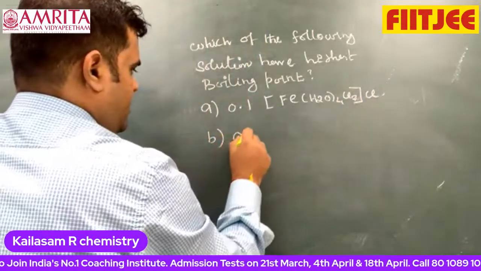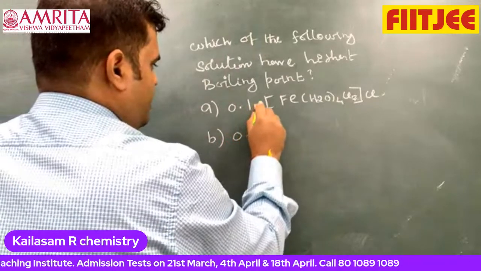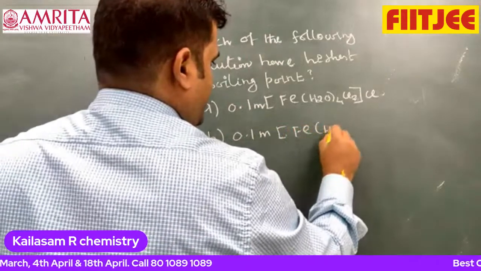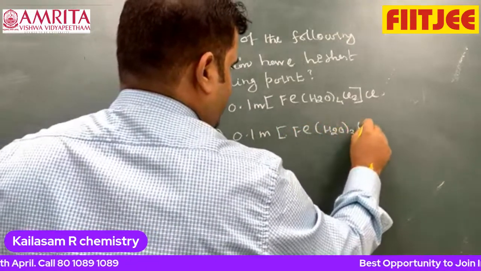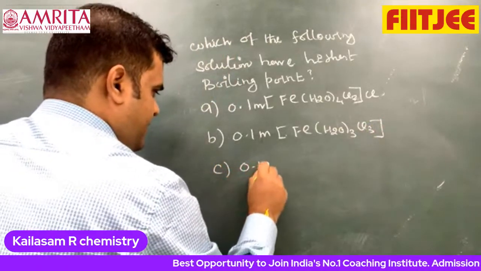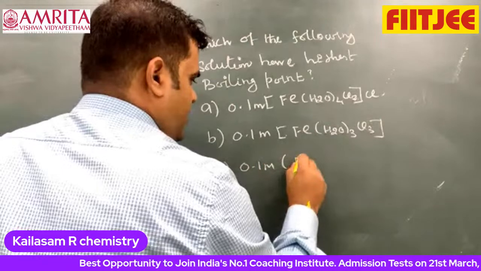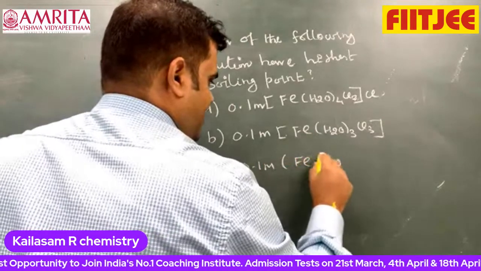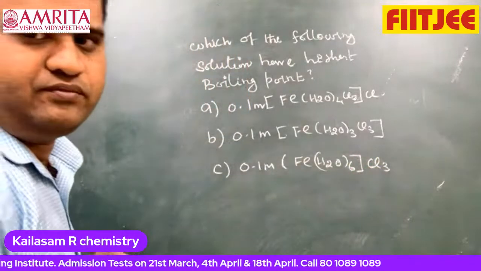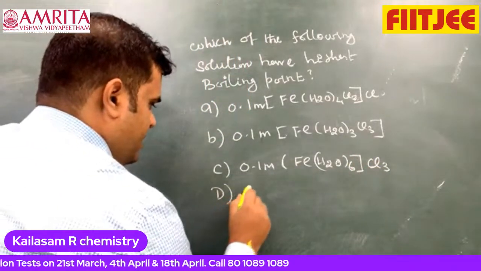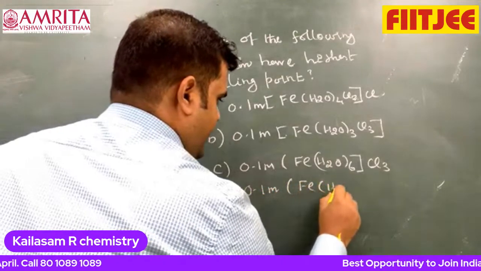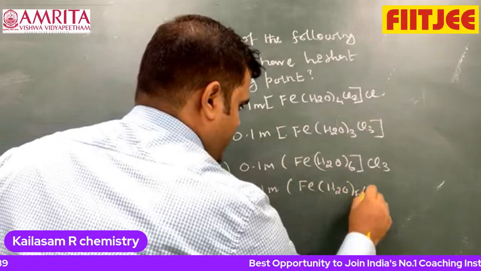Option B, 0.1 molar Fe(H2O)3Cl3. Option C, 0.1 molar Fe(H2O)6Cl3. Option D, 0.1 molar Fe(H2O)5Cl.